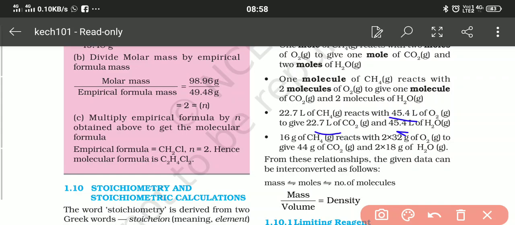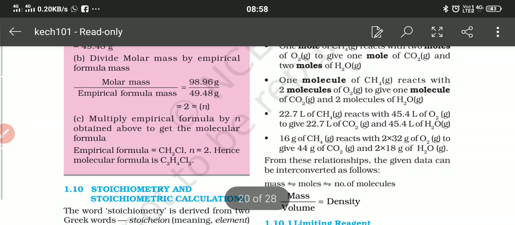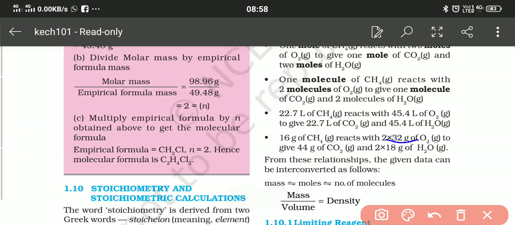If we use grams, then what is the molecular weight of CH4, 1 mole? That is 16 gram. So 16 gram of CH4 reacts with oxygen, 2O2. What is the weight of oxygen? Single oxygen is 16, O2 is 32, and we take 2O2, so that is 2 into 32, 64 gram of oxygen, to produce 44 gram of CO2 and 18 into 2 gram of water. So every 16 gram of CH4 requires how much oxygen? 32 into 2, that is 64 gram.